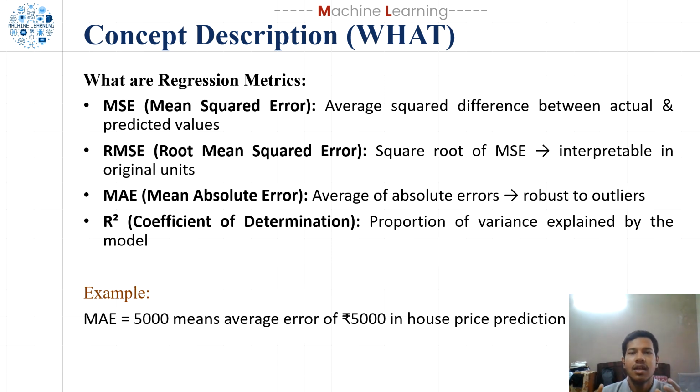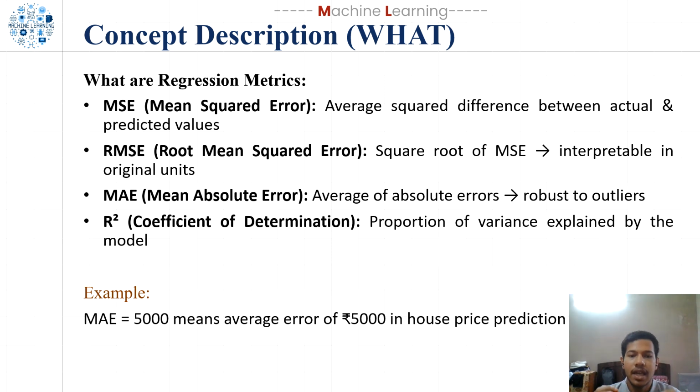Commonly, there are four regression metrics used: MSE, which is mean squared error, second is mean absolute error, third is root mean squared error, and the last one is R squared. Mean squared error measures the average squared difference between predicted and actual values. Root mean squared error is just the square root of MSE, so it's easier to interpret and in the same units as the data.